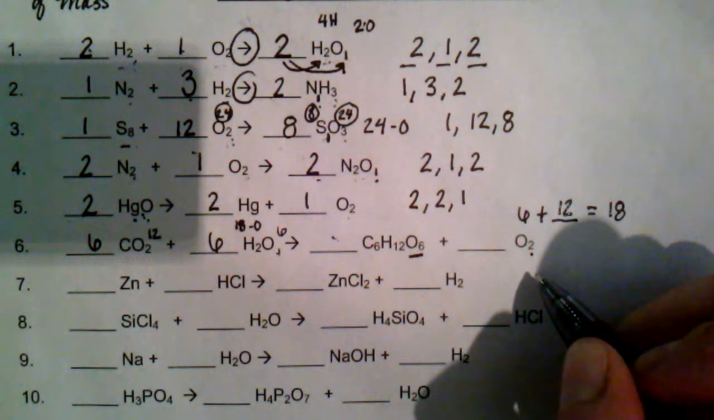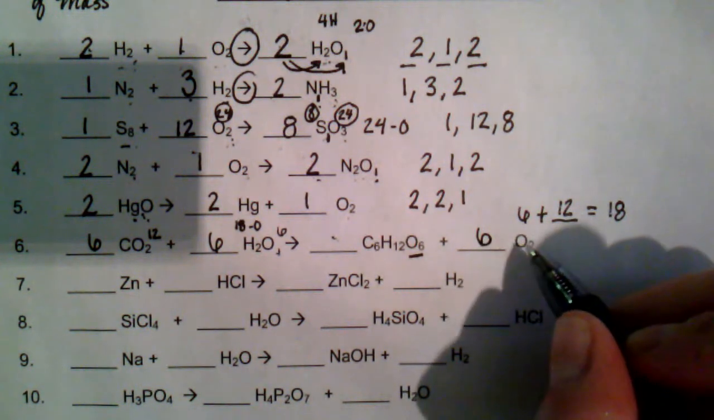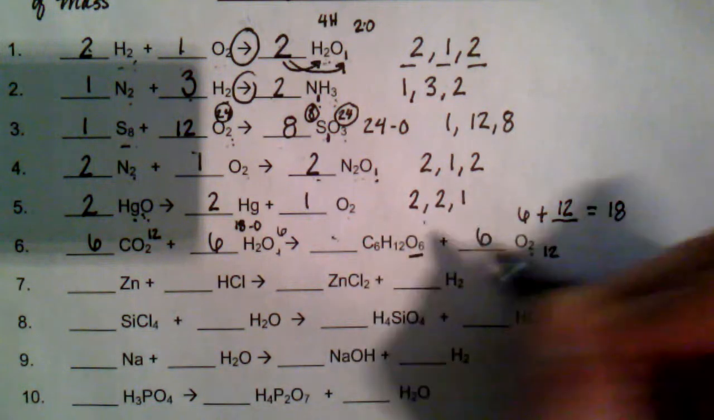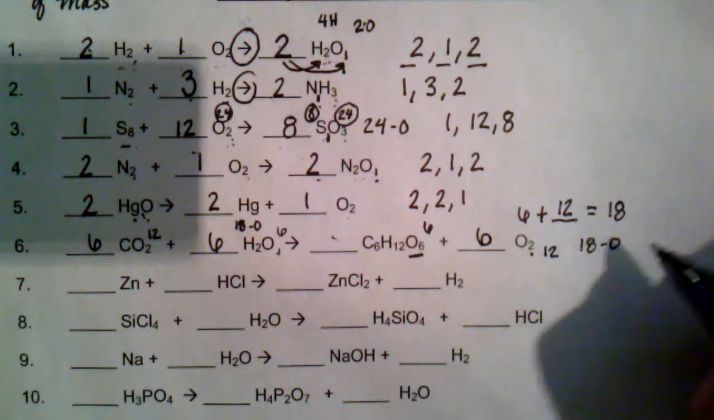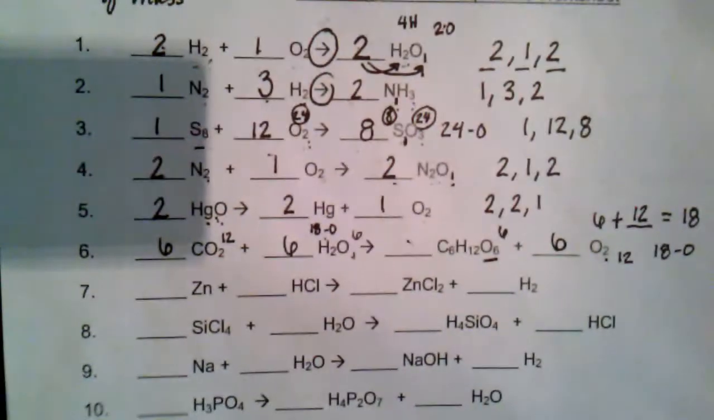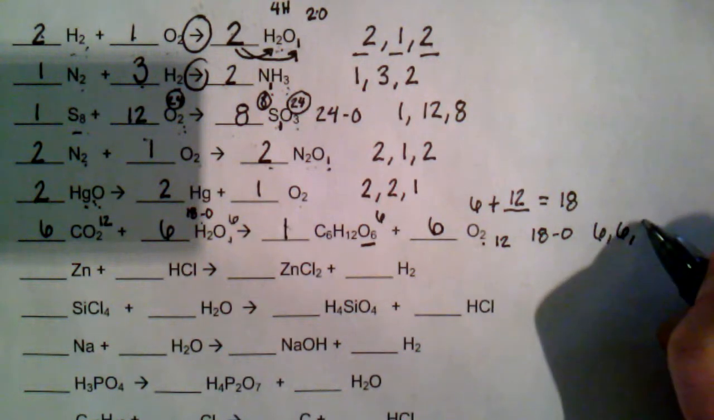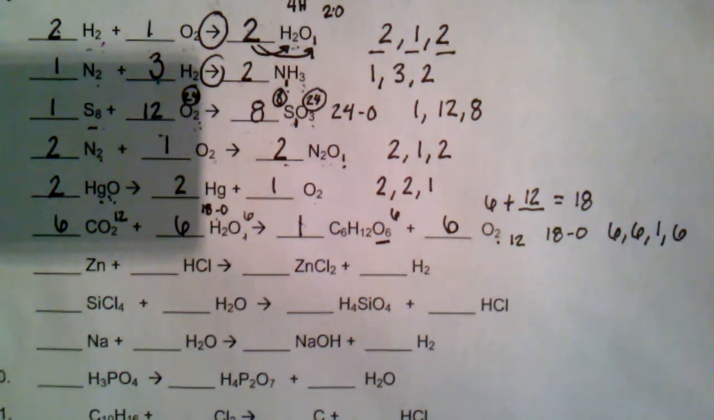2 times what is 12? So 2 times 6 is 12. So we have 6 times 2, which is 12. And then we have 6 over here, which is 18. So we have 18 oxygen on this side, and we said we had 18 on that side. So the coefficients for that equation are 6, 6, 1, 6. And that is your equation for photosynthesis.